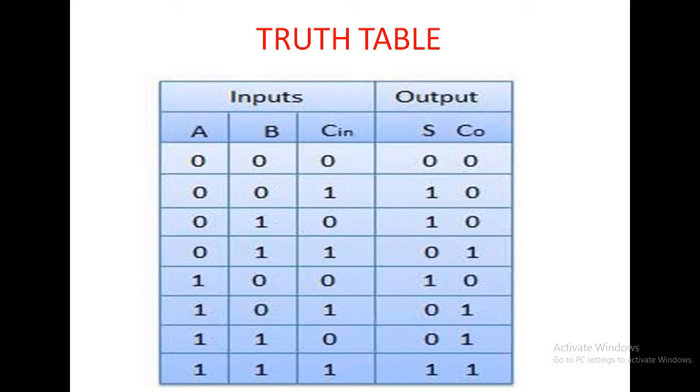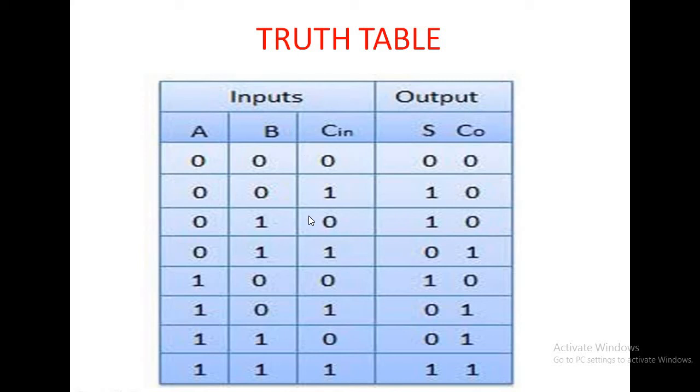So here 3 inputs are there, so 8 different combinations are possible. See, this is 1, 2, 3, 4, 5, 6, 7, 8. What are the 8 different combinations? First is 000, 001, 010, 011, 100, 101, 110, 111.